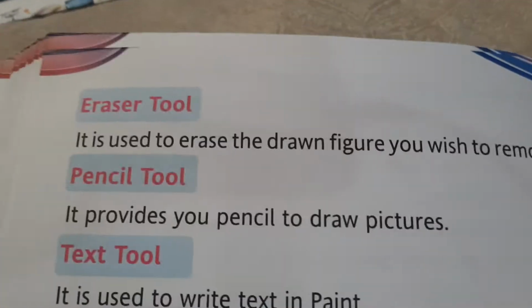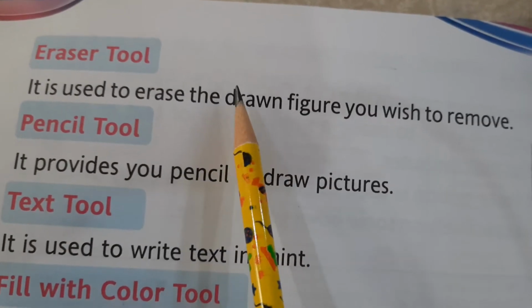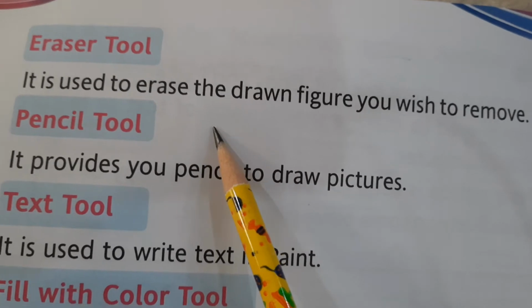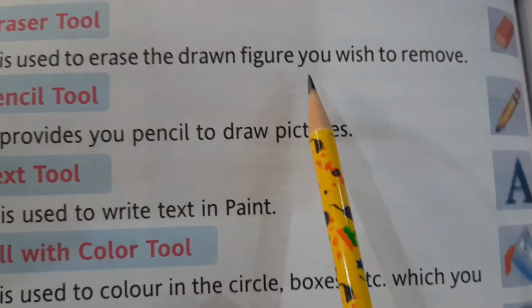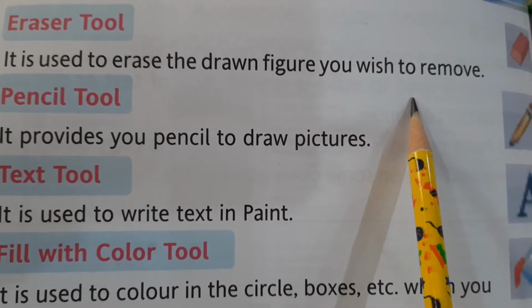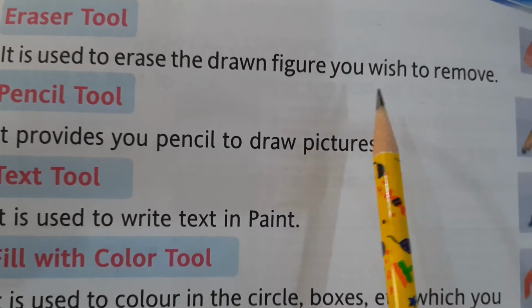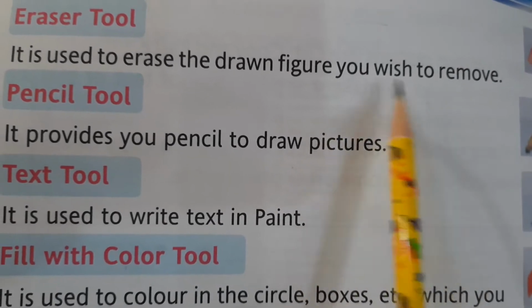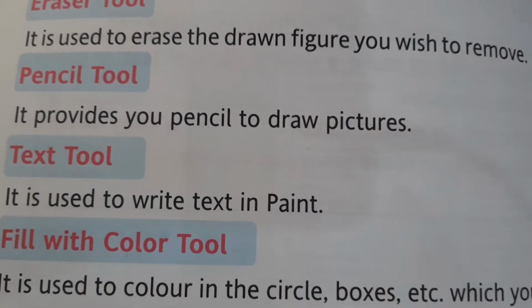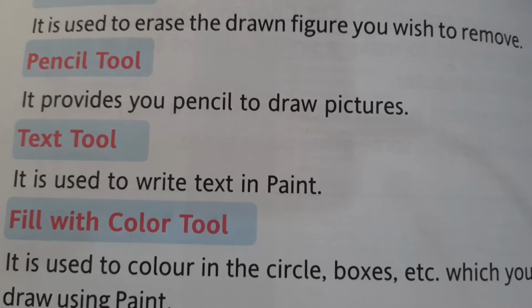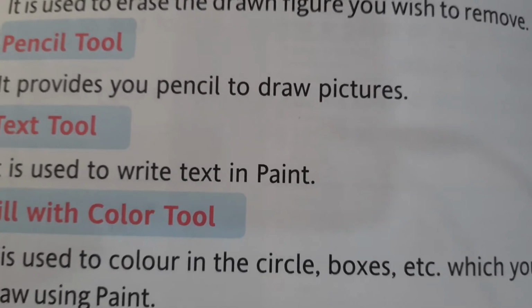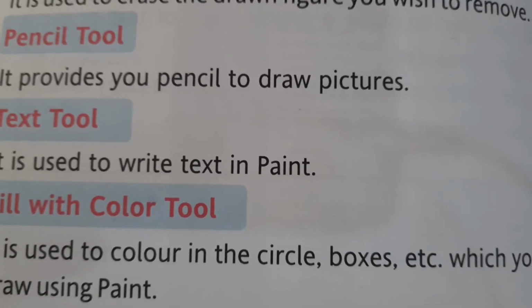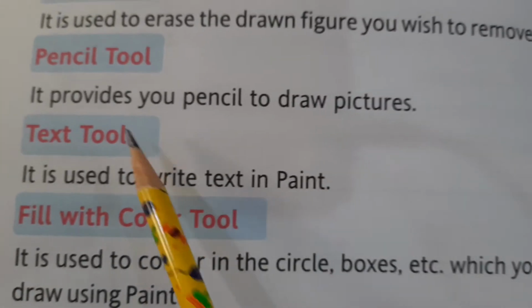Now eraser tool. Let's see what is eraser. As the name suggests, it will be for erasing a part of the picture. Eraser tool is used to erase the drawn figure you wish to remove. Okay, if you have drawn something wrong on the screen, you can use this eraser, because you cannot use your own eraser on the computer screen. Whatever you are doing with your own eraser on the copy or in the drawing on the paper, the same thing you can do on the computer. Then pencil tool. It provides you a pencil to draw a picture.